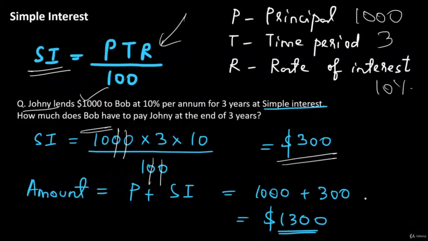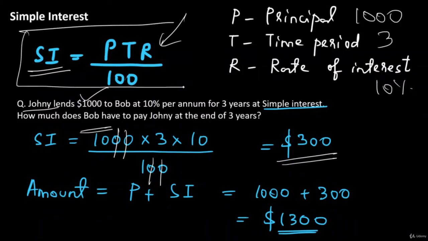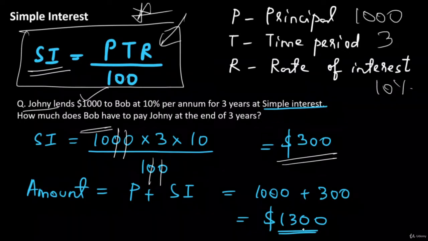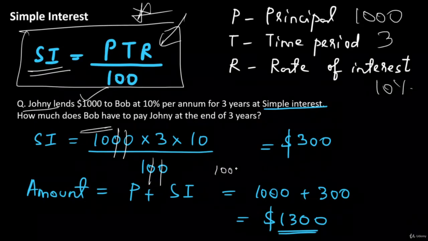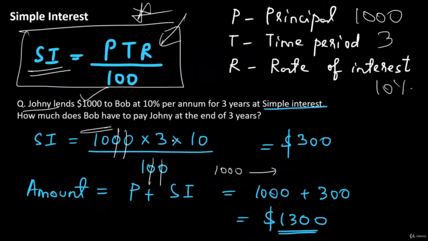So let's quickly revise what we learned over here. Simple interest is equal to PTR by 100. So you should know this formula. Again, you could easily understand why this is the case. Now let's quickly link it with what we learned before. Initially it's $1,000. After 1 year, what will happen? 10% of 1000 would be added to it, which is 100, right? So 1000 will become 1100 after 1 year.